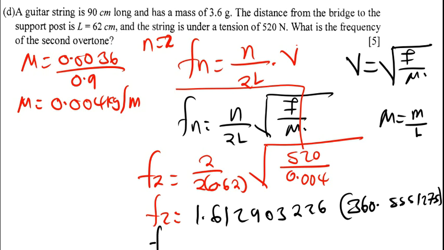So the second overtone will be equal to 360.5551275 times 1.61290326. I'm getting 581.54 hertz. So that is my second overtone, and that is it for this problem.